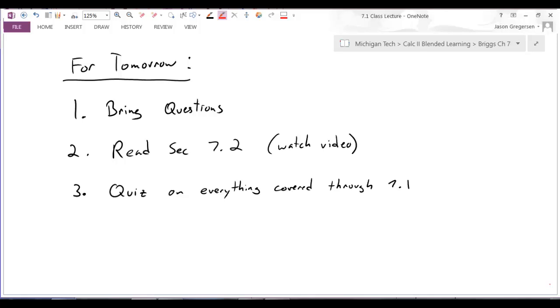We are also going to have a quiz tomorrow on everything before that 7.2 stuff. Everything through 7.1. So you can just ask questions about 7.1, work through those problems, and we'll have some kind of cumulative quiz at the end of class.